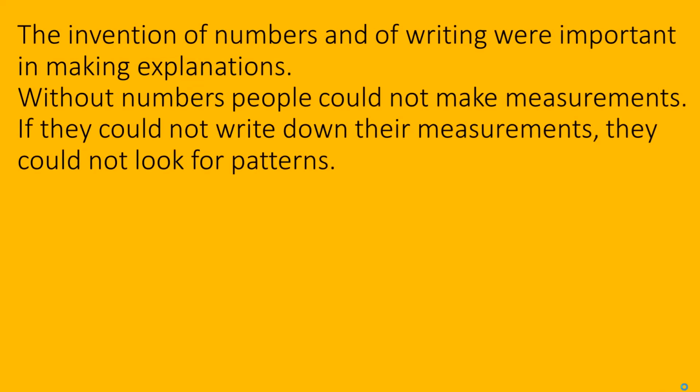The invention of numbers and of writing were important in making explanations. So numbers and writing are important to the explanation, right? Without numbers, people could not make measurements, and if they could not write down their measurements, how can we know that the distance between the sun and the earth is 150 million kilometers? How? We must make a measurement and write the number, or we forget the number, of course. They could not look for patterns.